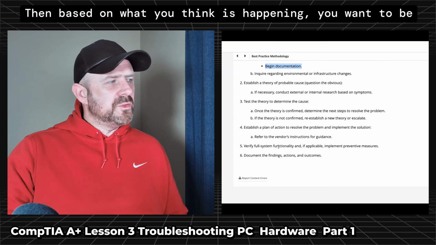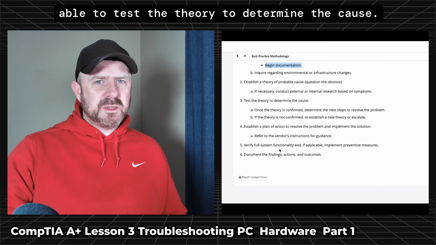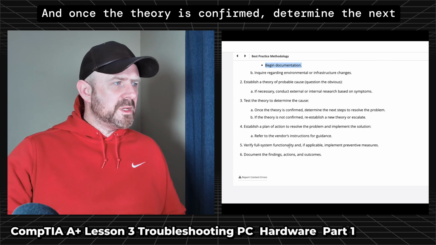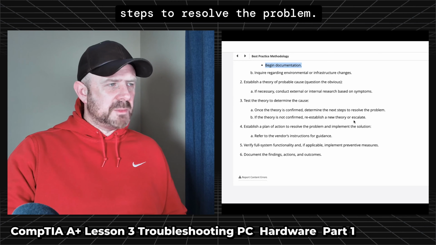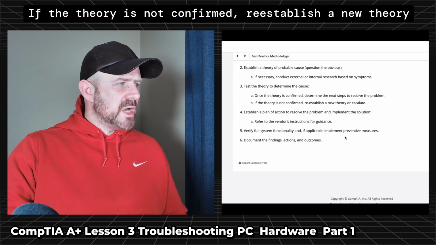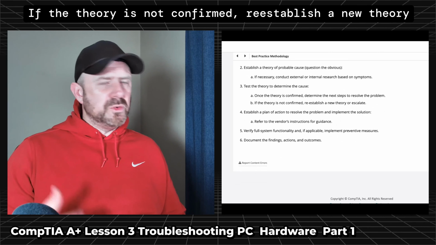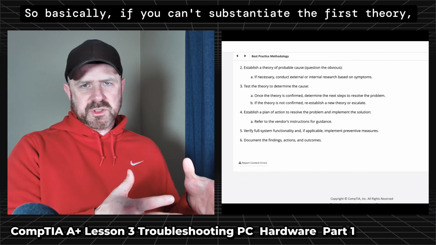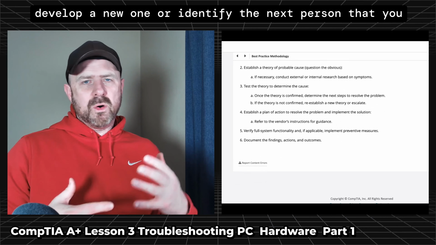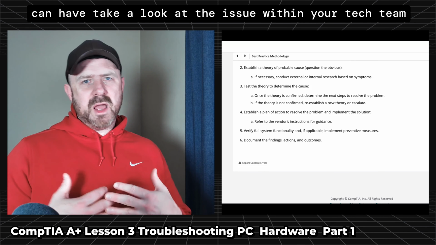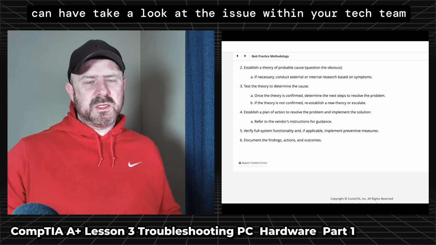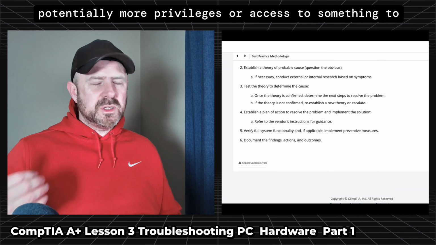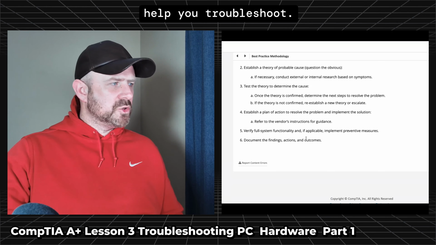Then, based on what you think is happening, you want to be able to test the theory to determine the cause. And once the theory is confirmed, determine the next steps to resolve the problem. If the theory is not confirmed, reestablish a new theory or escalate. So basically, if you can't substantiate the first theory, develop a new one, or identify the next person that you can have take a look at the issue within your tech team by escalating the issue to someone who has maybe potentially more privileges or access to something to help you troubleshoot.